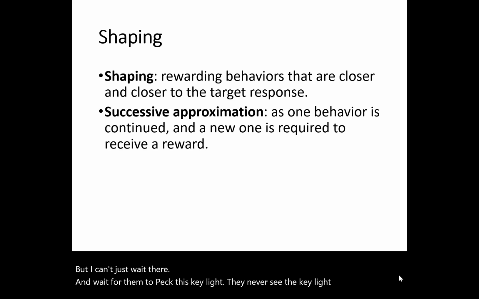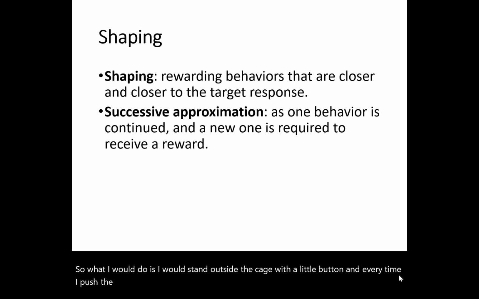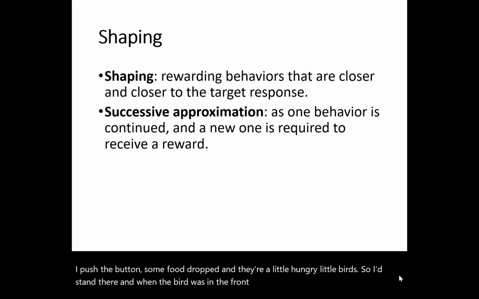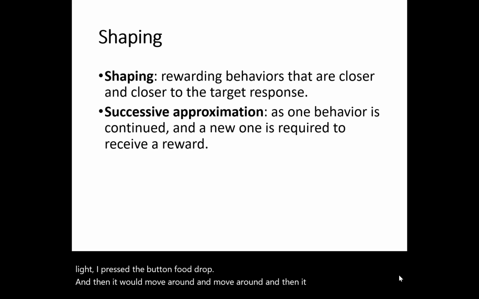They'll not do it. So what I would do is I would stand outside their cage with a little button. And every time I pushed the button, some food dropped. And they're little hungry little birds. So I'd stand there, and when the bird was in the front of the cage, not near where the key light was, I wouldn't press the button. But then when it got just a little bit close to the key light, I'd press the button and food dropped. And then it would move around, and then it would get close to the button and I'd drop food.